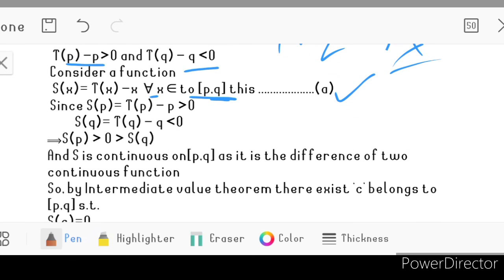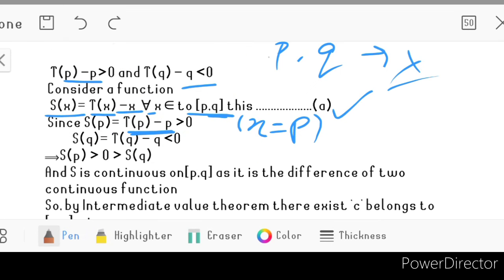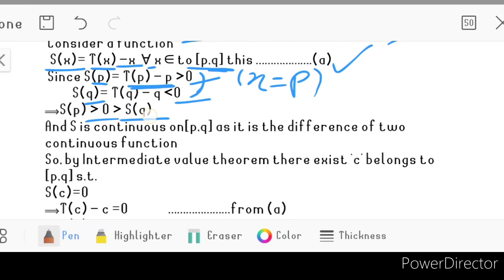And if I put X equals P, this will be S of P equals T of P minus P, and this is greater than 0 from over here. And if we replace X equals Q, this will be S of Q equals T of Q minus Q, and this is less than 0. So from the above two equations, we can clearly see that S of P is greater than 0 and S of Q is less than 0. So this implies that S of P is greater than 0, and 0 is greater than S of Q.